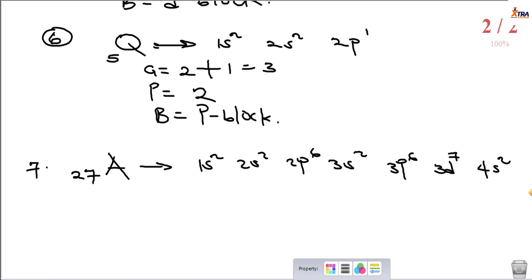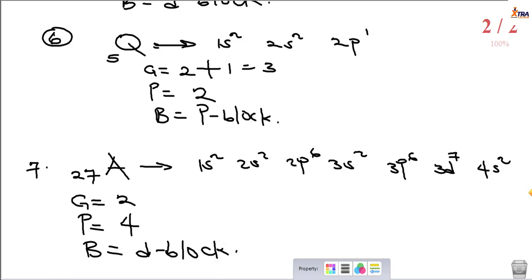Now, what is the group here? It is a group 2 element, right? You can see it. But it is not a 2A element. It is a 2B element, as it is saying here. What is the period? The period of these elements is period 4, because 4 is the maximum suborbital there. What is the block? It is a D block element. Why? Because D is the penultimate orbital there.